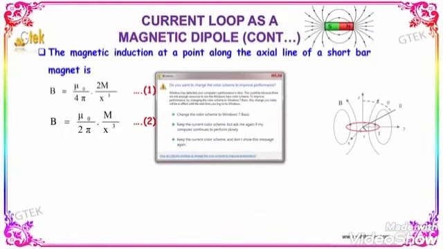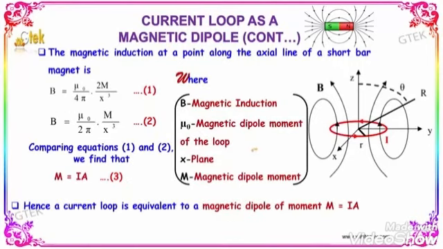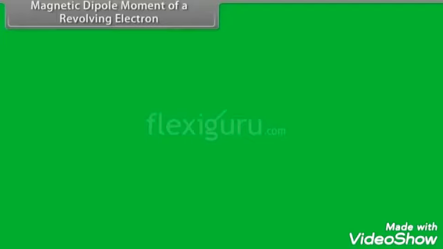The magnetic induction at a point along the axial line of a short bar magnet is B equal to mu naught by 2 pi m by x cube. Comparing equations 1 and 2, we find that m is equal to I A. Hence, the current loop is equivalent to a magnetic dipole of moment m equal to I A.